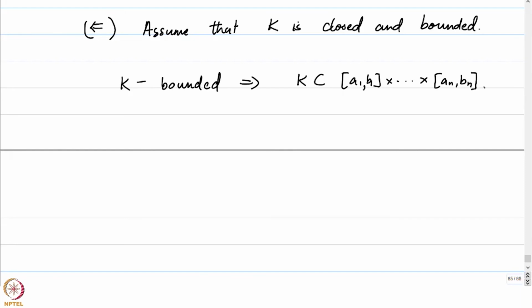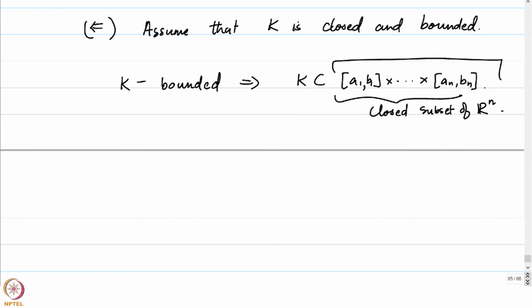This is a closed set. K is a closed subset of Rn, and this in particular is also a closed subset of Rn. What we will do is show that this kind of set is always compact. If we show that this is a compact set, then K is a closed subset of a compact set, and hence it will be a compact set. And we'll be done, right?